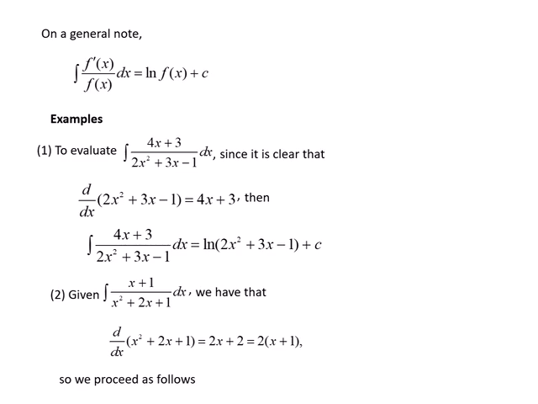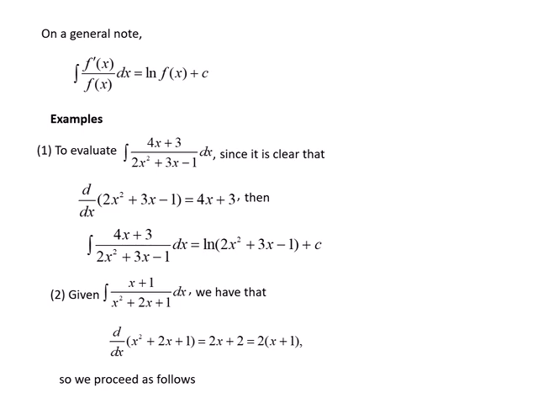Now we want to look at a practical example again. Here we have to evaluate the integral of 4s plus 3 all over 2s squared plus 3s minus 1 ds. Look at it. Now we are taking the derivative of the denominator. What is the denominator here? It is 2s squared plus 3s minus 1.